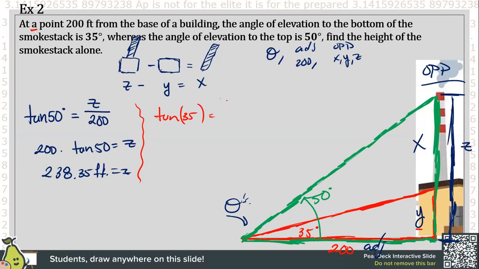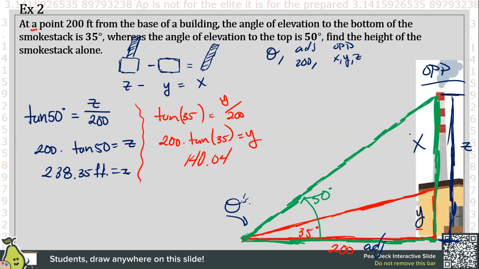So my length opposite is y divided by 200, and we have 200 times tangent of 35 is equal to y. From here, we can put this in our calculator, and I see that my solution for this will be 140.4. So I have these lengths right here, and I'll draw it in black.